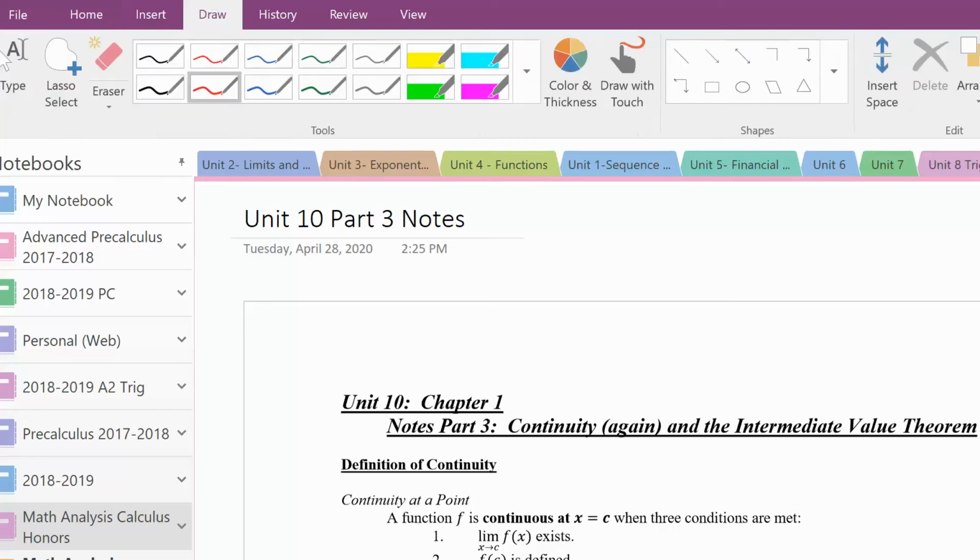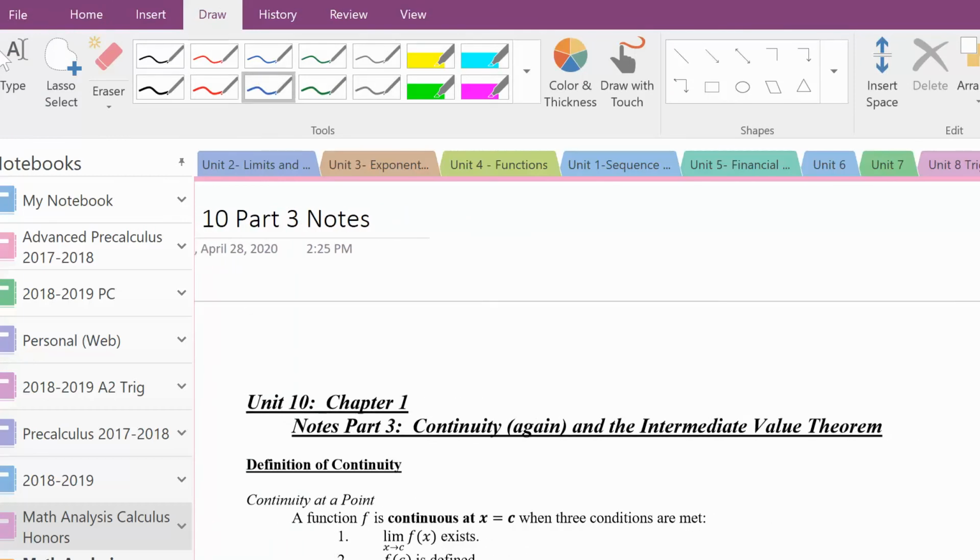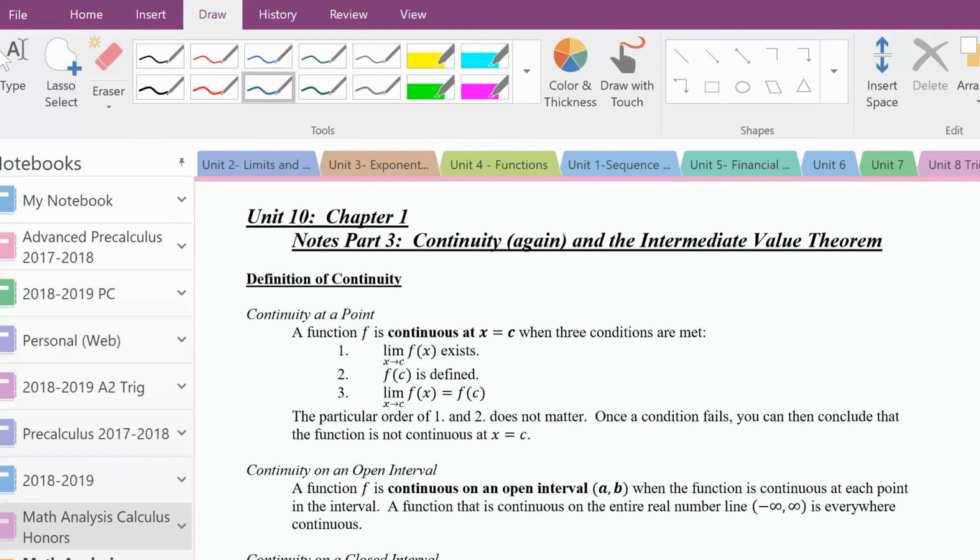So just to review what it means for a function to be continuous at a certain point: that is when three conditions are met. The limit as x approaches c exists, f of c is defined, and the limit of the function at that number and f of c are the same. It doesn't matter what order those first two occur, just that they happen. And if one of those is not true, then it is not continuous.